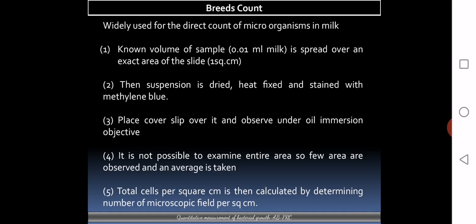And the cells per square centimeter is calculated by determining the number of microscopic fields per square centimeter. So we take the number and find out how many fields will be there in the slide, so that you can correlate the number.